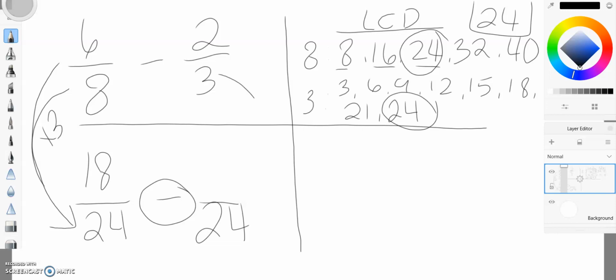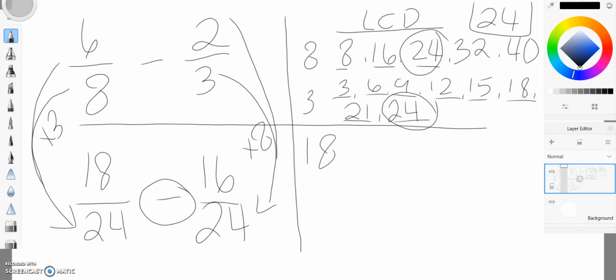So let's see. 3 times what gets me 24? How about I look over here at my multiples and see how many times I counted by 3 to get to 24? We did 1, 2, 3, 4, 5, 6, 7, 8. So 3 times 8 got me 24. Whatever I do to my denominator, you do to your numerator. So multiply 2 times 8. What is 2 times 8? Or 8 times 2? 16. 16 over 24 is my answer for this one.